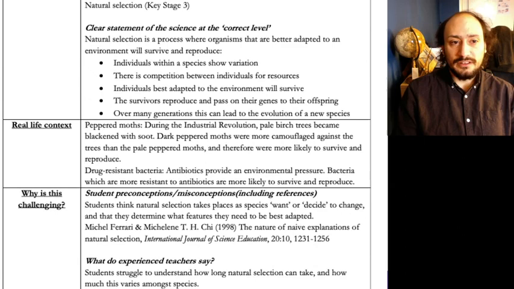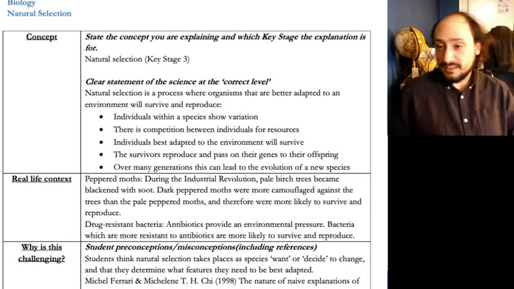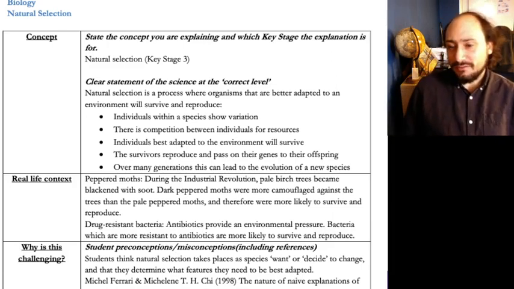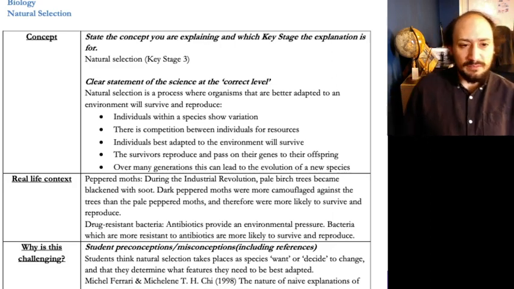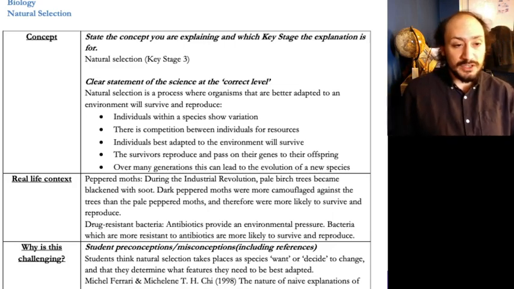Key Stage 3, Biology, Natural Selection. Concept: state the concept you are explaining and which key stage the explanation is for. Clear statement of the science at the correct level. Natural selection is a process where organisms that are better adapted to an environment will survive and reproduce. Individuals within a species show variation. There is competition between individuals for resources. Individuals best adapted to the environment will survive. The survivors reproduce and pass on their genes to their offspring. Over many generations, this can lead to the evolution of a new species.